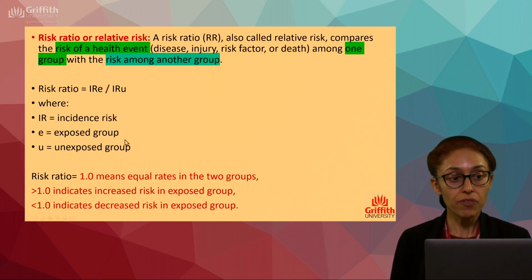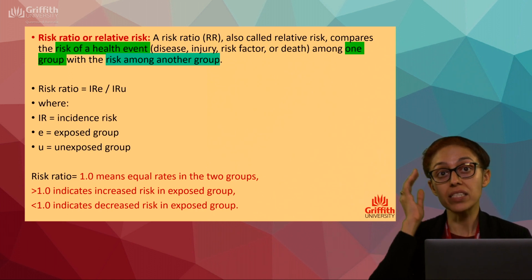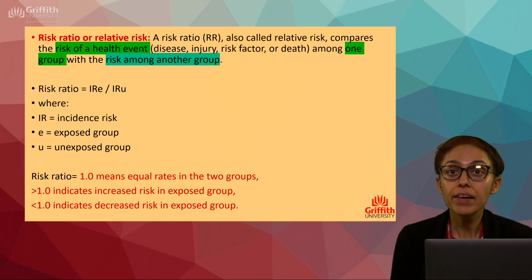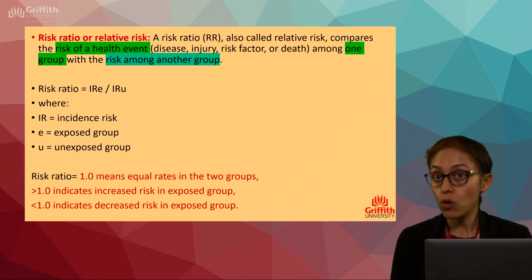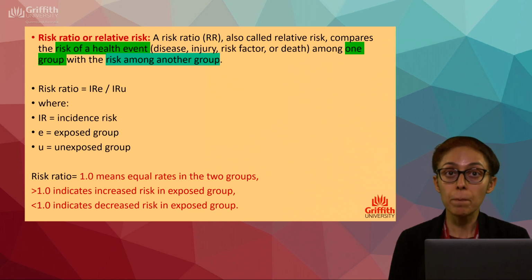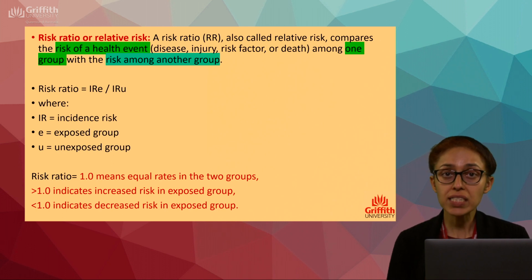Okay, so moving further. So risk ratio is also called relative risk, and what is the definition of it? A risk ratio is also called relative risk, and it compares the risk of a health event of your interest among one group with the risk of the same health event among the other group. The formula for risk ratio is very simple.